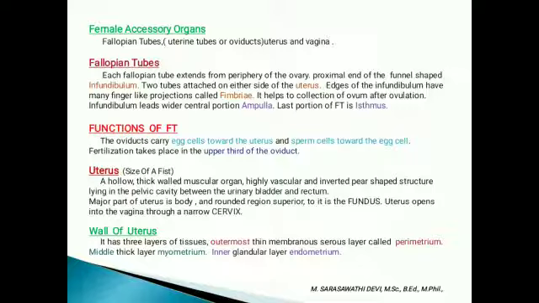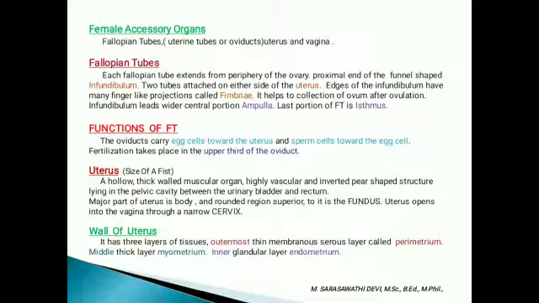The infundibulum leads to the wider central portion, the ampulla. The last portion of the fallopian tube is the isthmus. Functions of the fallopian tube: the oviducts carry the egg cell towards the uterus and sperm cells towards the egg cell, because fertilization takes place in the upper third of the oviduct.